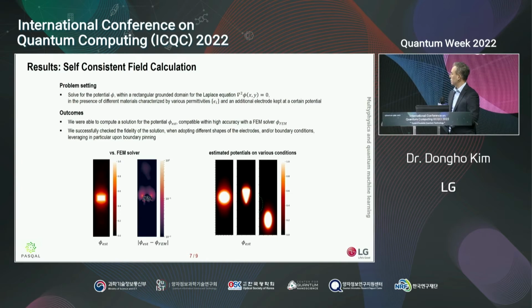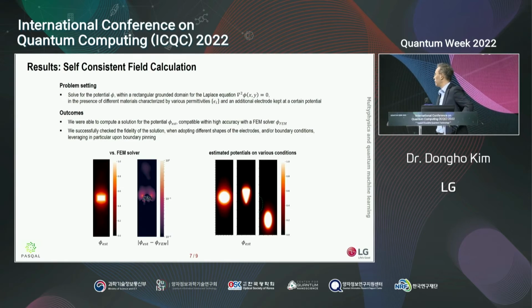The next one is even if we apply a round electrode and a triangle electrode and different places of the electrode, all of them have a very good result compared to the FEM solver. That is what we observed so far.